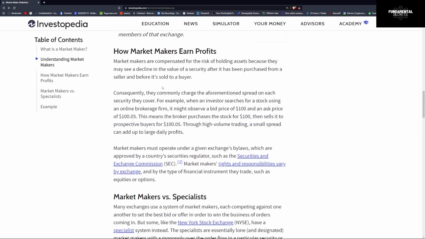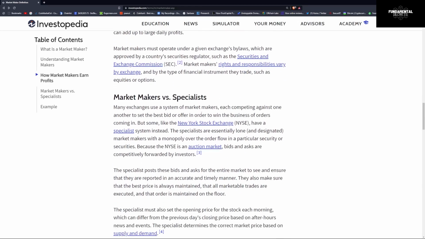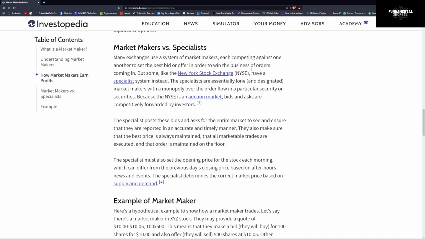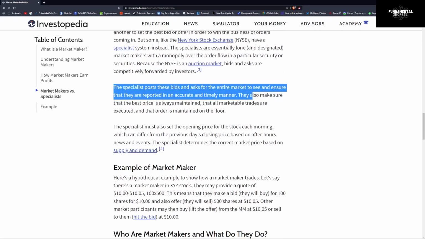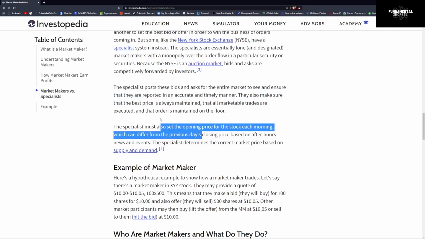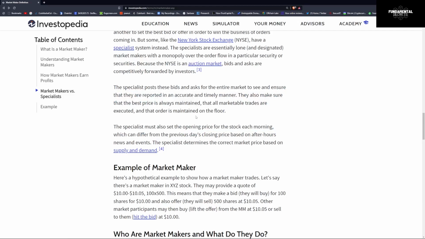Many exchanges use a system of market makers, each competing against one another to set the best bid or offer in order to win business of orders coming in. Yada yada. Specialists post these bid and ask for the entire market to ensure that they are reporting in an accurate and timely manner. So again, we don't have these in crypto, so it doesn't really matter in crypto.